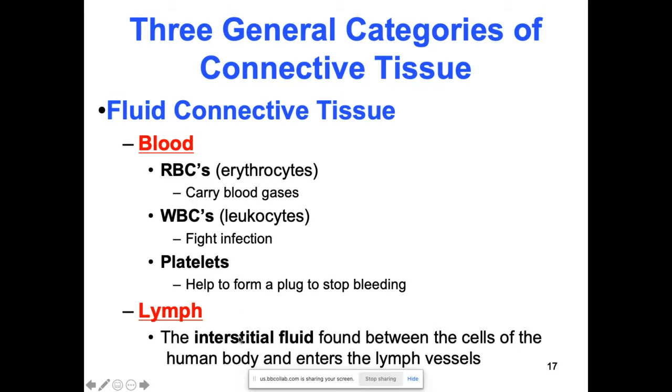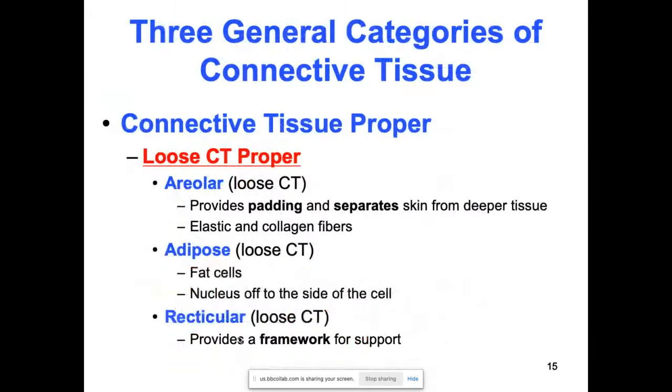Lymph, this is interstitial fluid. This is the stuff that we find between the cells, not within a cell, but between the cells of the human body. That's called lymph. We have lymph nodes like the tonsils. The tonsils are lymph nodes. We have lymph nodes in front of the ear, behind the ear, in front of the sternocleidomastoid, behind the sternocleidomastoid, in the upper arm, around the breast tissue, in the groin, in the axilla. There's lymph nodes everywhere.